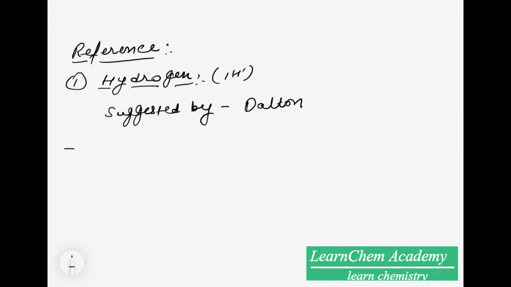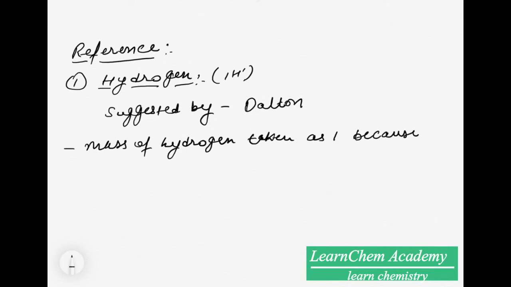So we can write, mass of hydrogen taken as 1 because it was the lightest element.